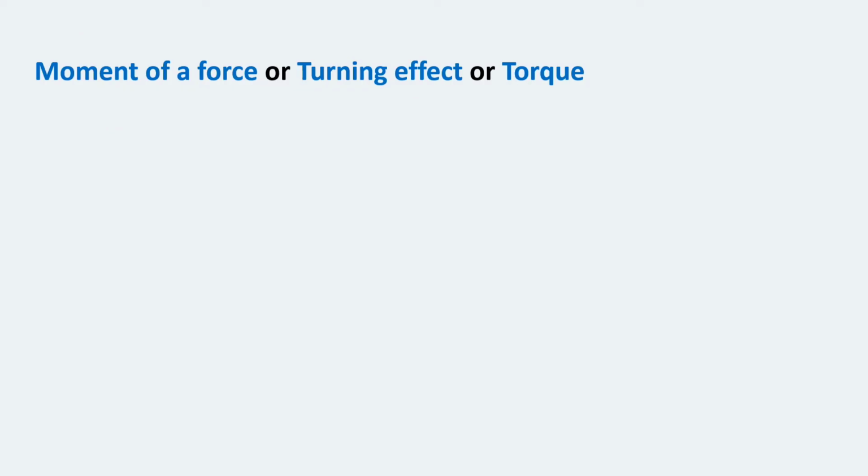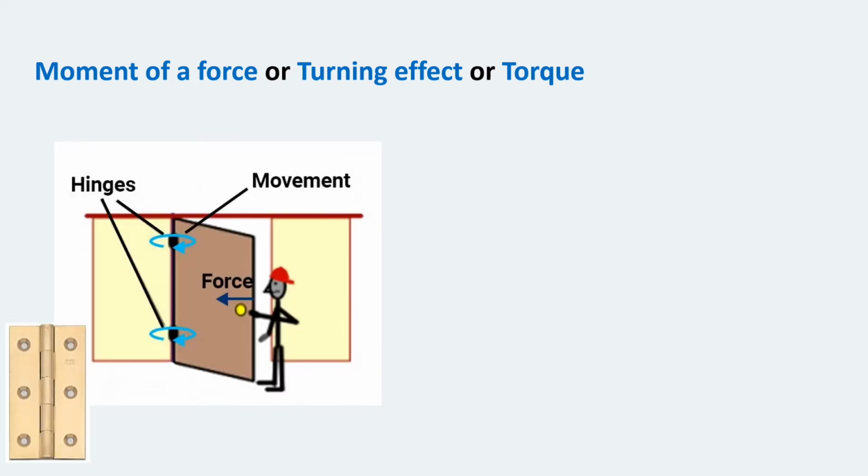Now we'll try to understand the meaning of moment of a force, or turning effect, or torque. As you can see in the image, when a force is applied at the door knob, the reaction of force takes place at the hinges. This is the point where the force is applied, and here the reaction of force takes place, which results in the movement of the door. This is nothing but the axis of rotation. This is called the vertical axis of rotation. And here the fixed points are nothing but the hinges.